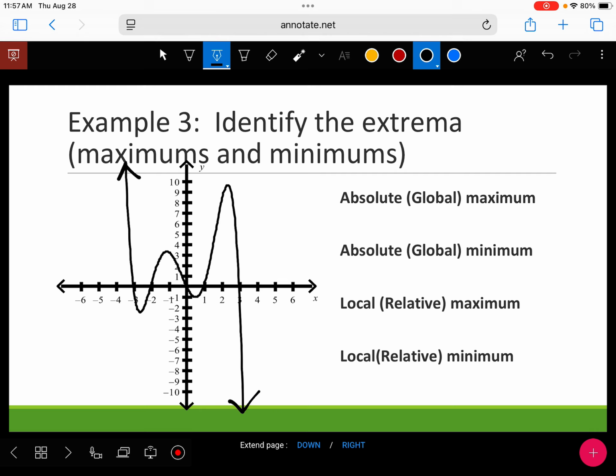So this is an odd degree, because arrows are going opposite. So I already know that this is none. One side is going up and the other side is going down. So we don't have either one of these.